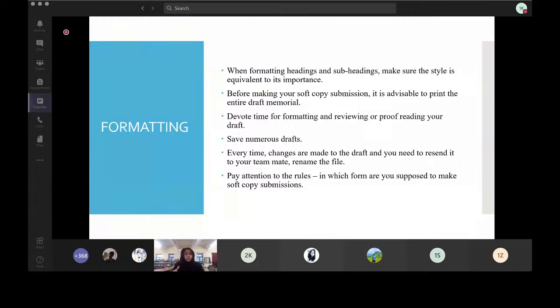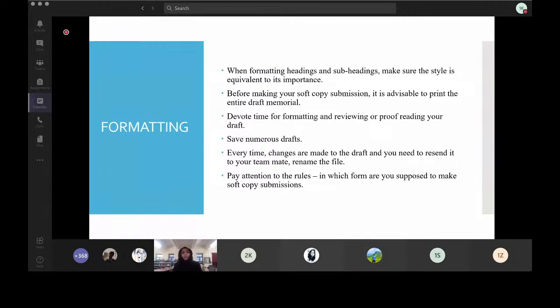And every time changes are made to the draft, resend it to your teammates. What we do is, I save the first draft as first draft with the date of that particular draft, or say draft 1, the number of the draft. And if I make any changes to that particular argument, I save it as a different draft. Sometimes if you want to go back and look at your original line of argument, you can always go back. So this is very important. It comes in handy. Save drafts every time. You will realize this importance once you start drafting your memorial.